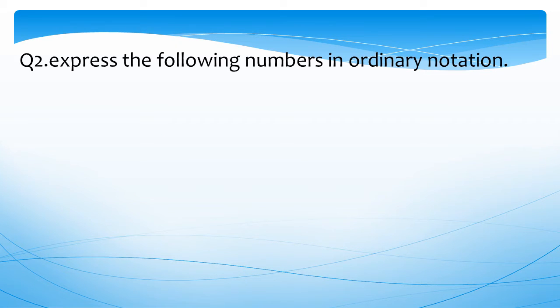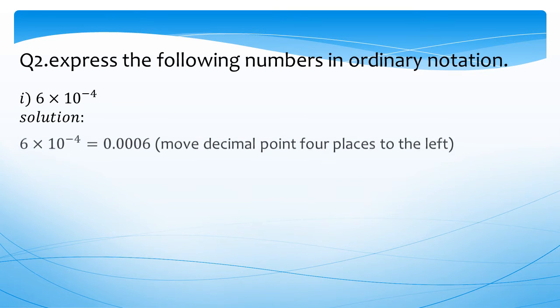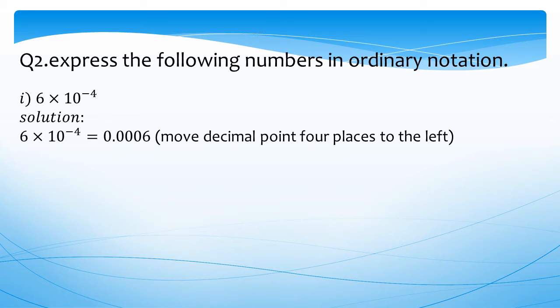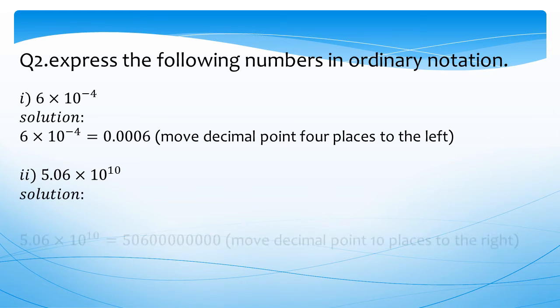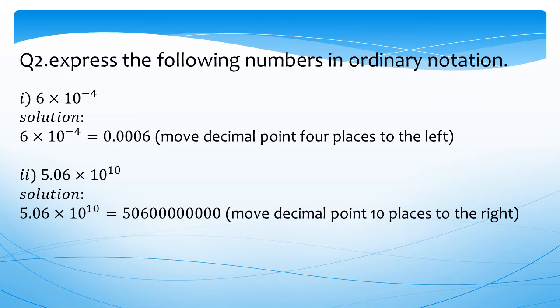Question number 2, express the following numbers in ordinary notation. Part 1, 6 into 10 raised to the power minus 4. In a solution, move decimal point 4 places to the left, so value is equal to 0.0006 because power is minus 4. Part 2, 5.06 into 10 raised to the power 10. In a solution, move decimal point 10 places to the right, so value is equal to 50600000000.